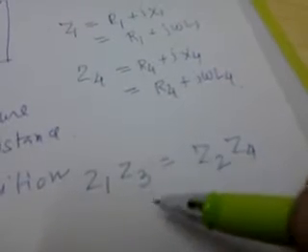Now, under the balance condition, Z1 Z3 must be equal to Z2 Z4. The product of opposite arm impedances must be equal. So this is Z1, this is Z3, this one is Z4, this one is Z2. Therefore, I can write (R1 plus j omega L1) into R3, because Z3 is equal to R3, is equal to (R4 plus j omega L4) into R2.